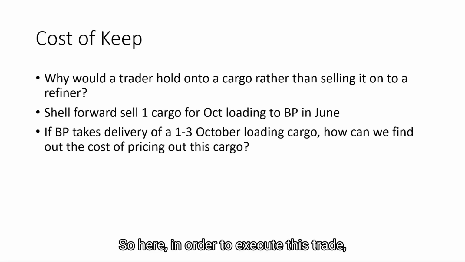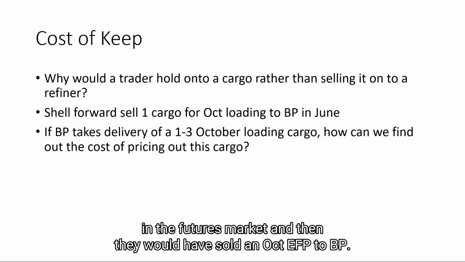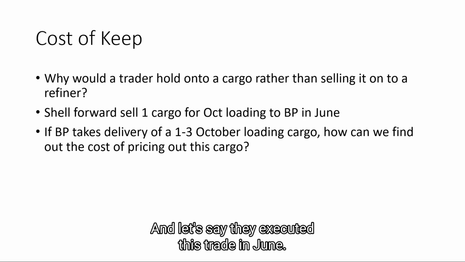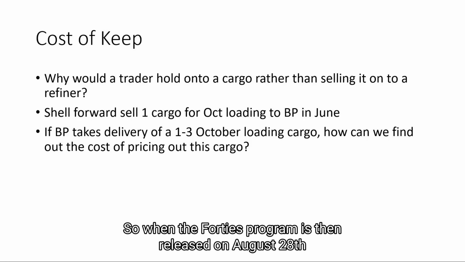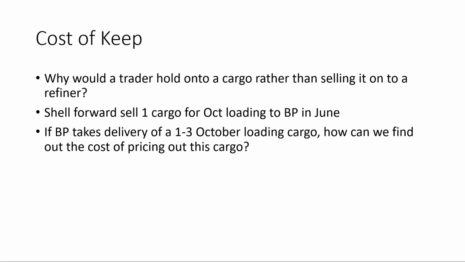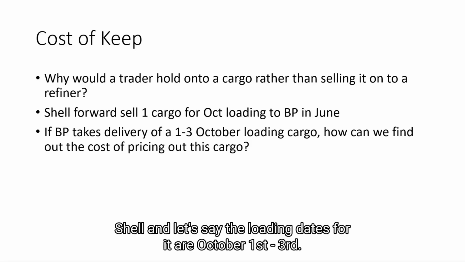So here, in order to execute this trade, they would have sold 600,000 barrels of October Brent futures in the futures market, and then they would have sold an Oct EFP to BP. And let's say they executed this trade in June. So when the 40s program is then released on August the 28th, the terminal will issue that one cargo against Shell, and let's say the loading dates for it are October the 1st to October the 3rd.